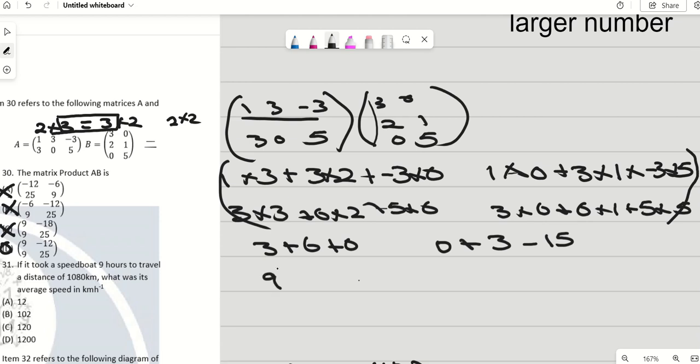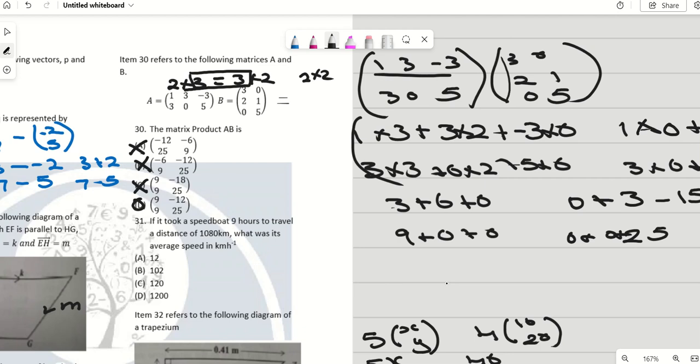3 3s are 9 plus 0 plus 0, because we're multiplying 0 by 2 and then 5 by 0. So the next one is 9, and then this one is 3 by 0 is 0, 0 by 1 is 0, and 5 5s are 25. So it's 0 plus 0 plus 25, right? That's 3, 6, and 3 is 9, and then 3 minus 5 is minus 12. Then 9 plus 0 plus 0 is 9, and 0 plus 0 plus 25 is 25. So my answer would be 9, minus 12, 9, 25, which is part D.